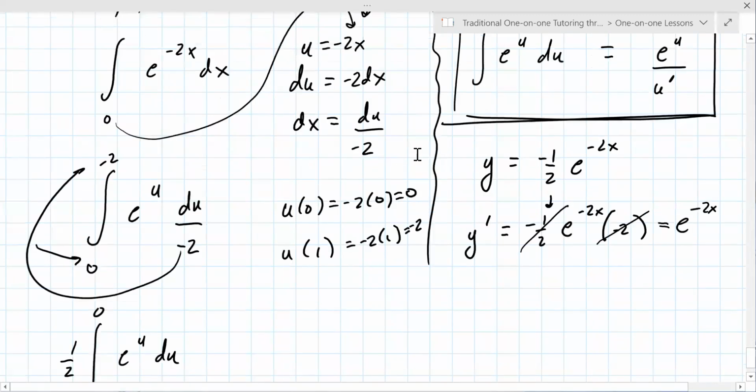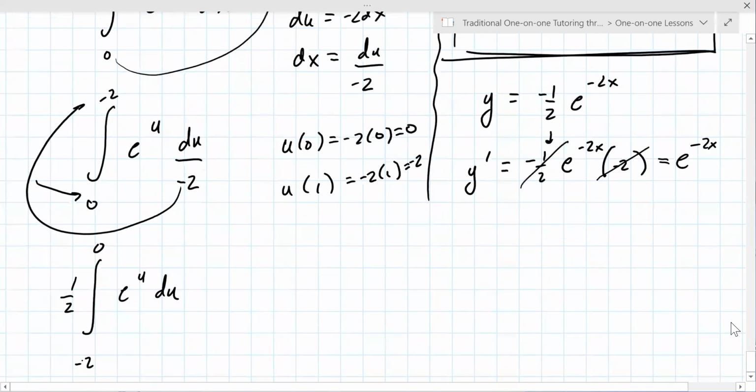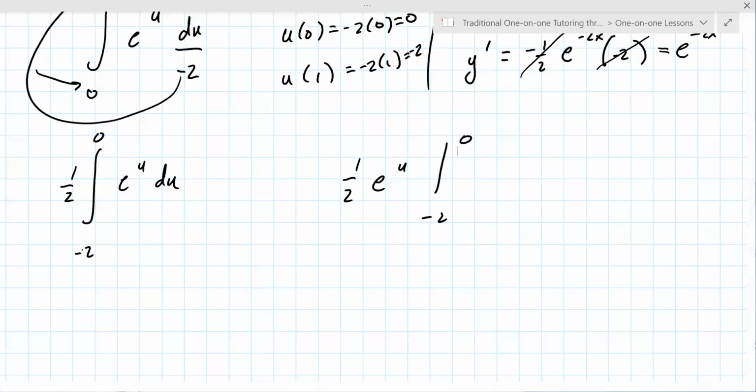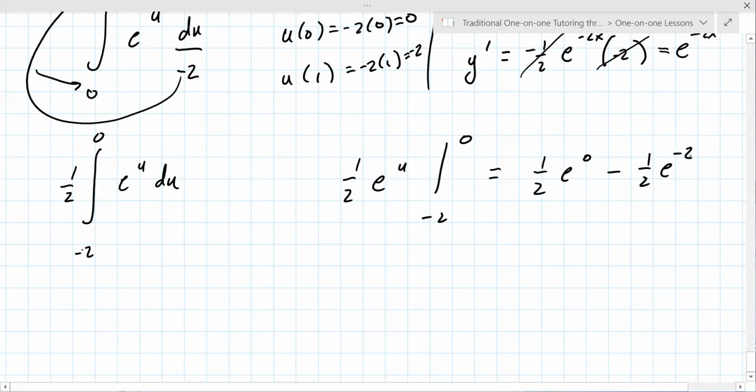For this particular problem, I think it's easier just to know this on the top right, but the general U substitution is you do this. So the antiderivative of e to the u is e to the u, and you evaluate from -2 to 0. Well, does that get you the same answer if you would do e to the -2x over -2 at 0 to 1? Yes, and I'll show you that in a moment here. So it's 1/2 e to the 0 minus 1/2 e to the -2. So this becomes, e to the 0 is 1, so it's 1/2, and e to the minus 2 is sometimes written as 1 over e squared. So this is one possibility.